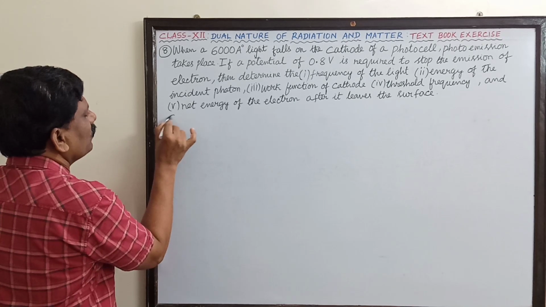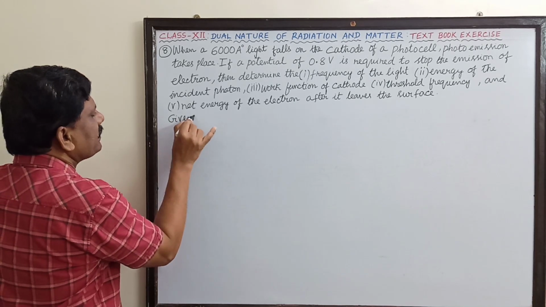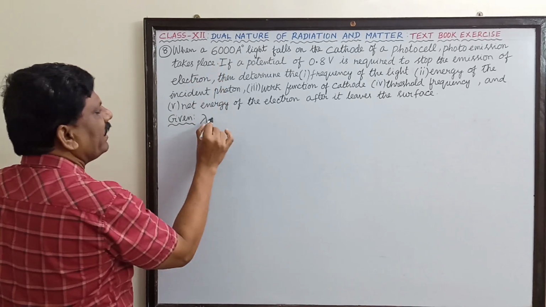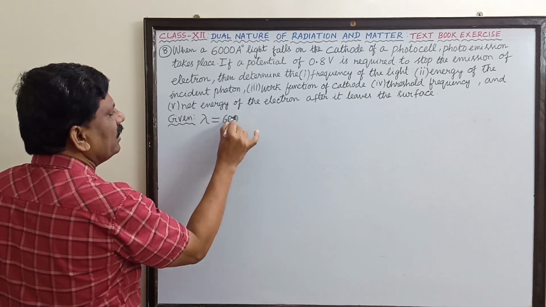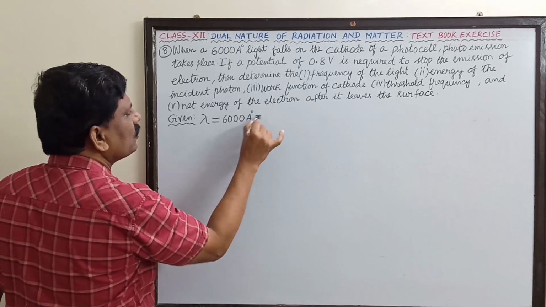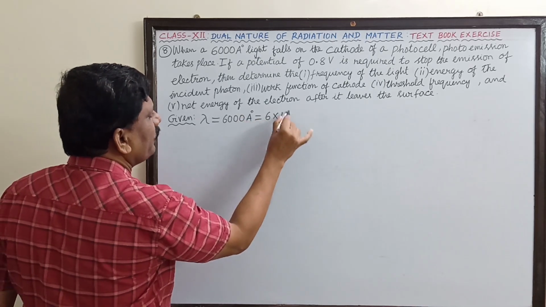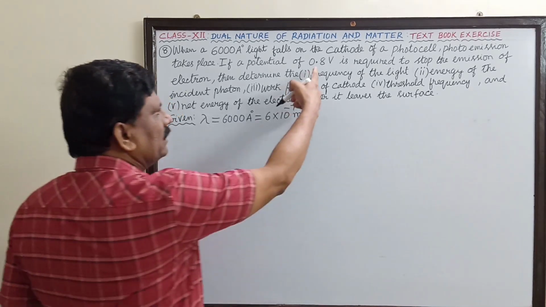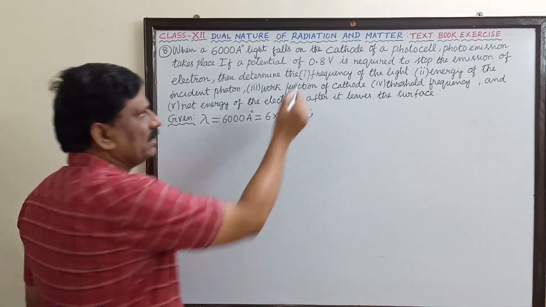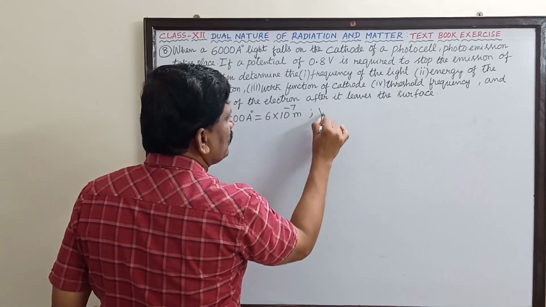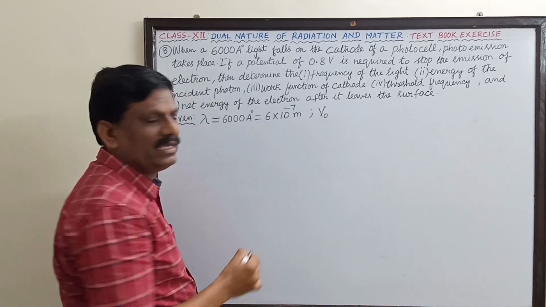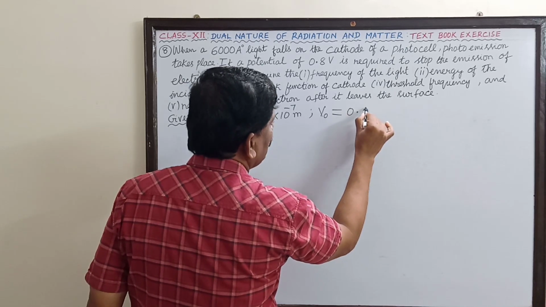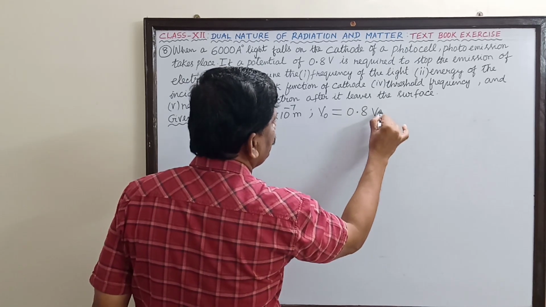Let us write now. What is given here is the incident wavelength of light is 6000 angstrom unit. So this is equal to 6 into 10 to the power of minus 7 meter. Then 0.8 volt is applied to stop the electrons. So the stopping potential V0 is equal to 0.8 volt.